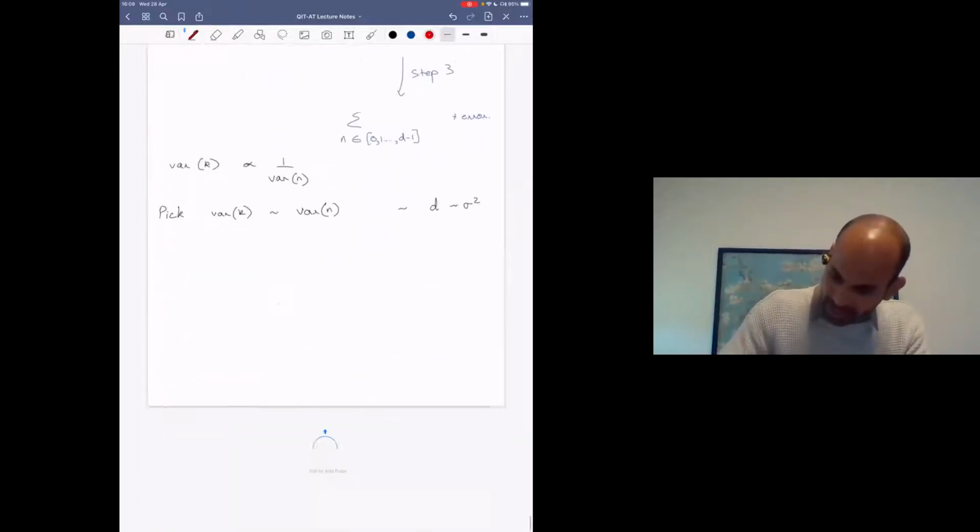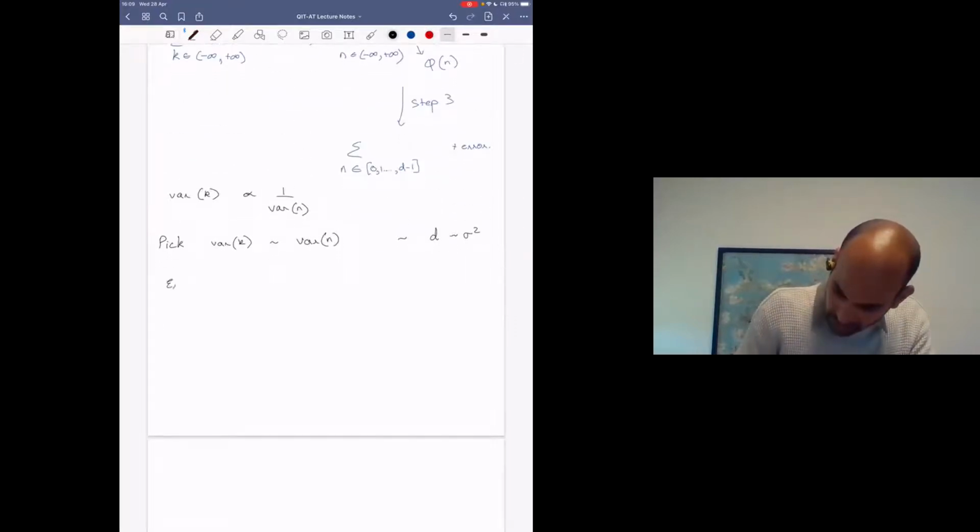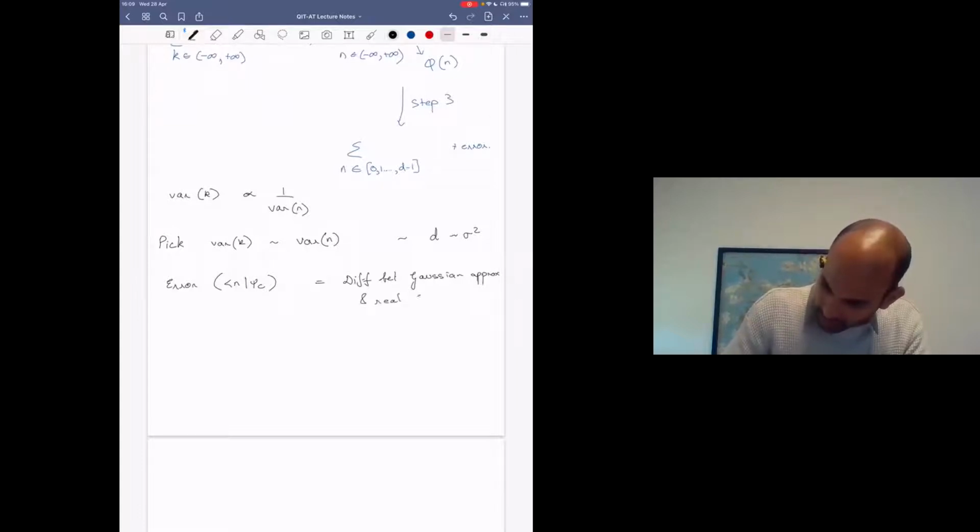And in fact, you can calculate the error in this approximation. So the error in the coefficients n psi c, which is the difference between the Gaussian approximation and the real n psi c, is proportional to e to the minus a times d.